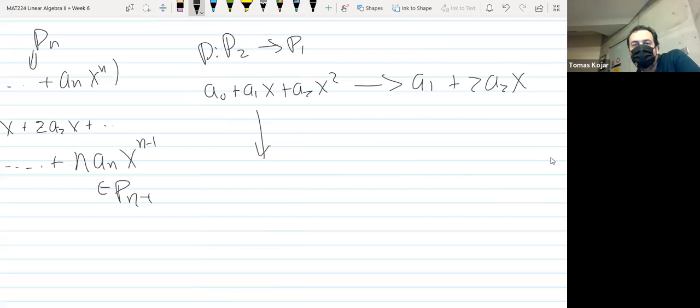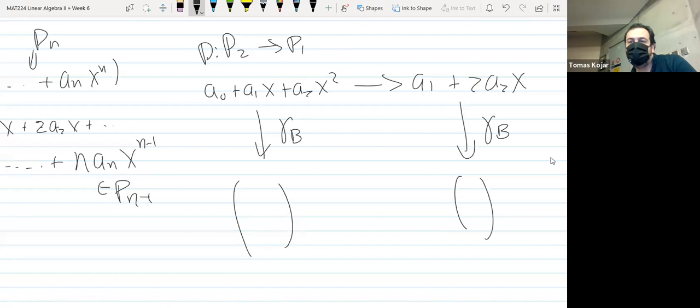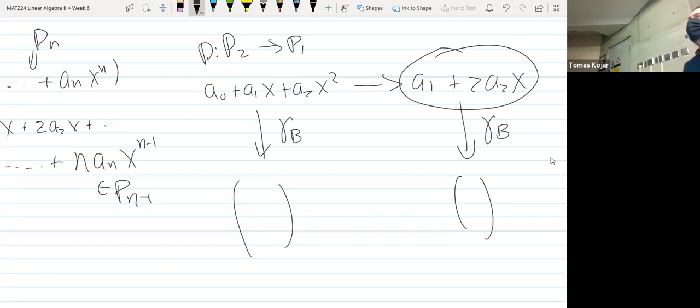All right. Can someone tell me, here or in the chat, what does gamma B map this to? Just the first one. What's the image of gamma B, the coordinate map? Here or in the chat, can you tell me? What should I put in the components?